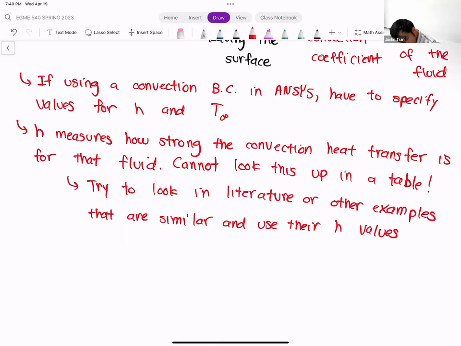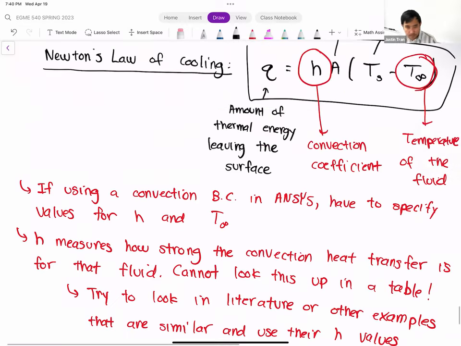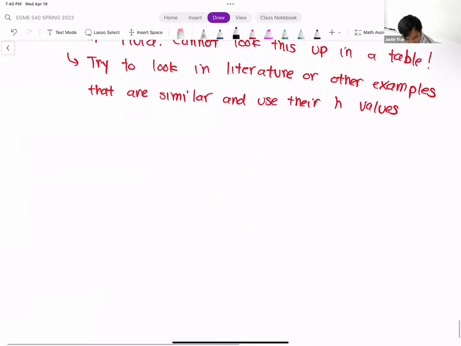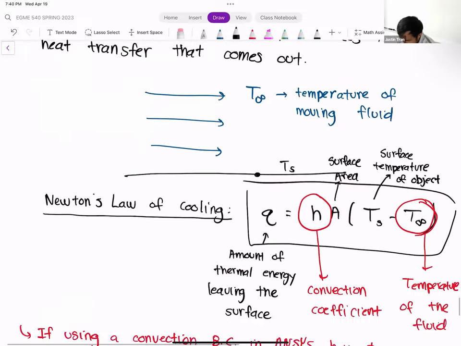Okay. All right. Any questions on convection here? Okay. Convection number four.